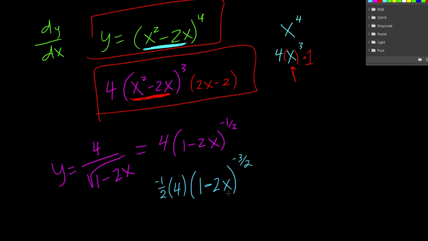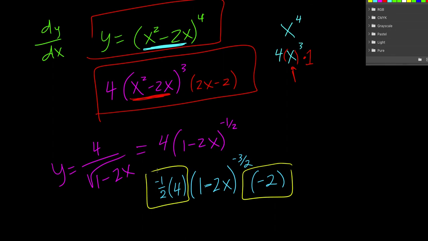And now we want to multiply by the derivative of the inside. The derivative of 1 is just 0, so I don't need to do anything about that. And then this is negative 2.